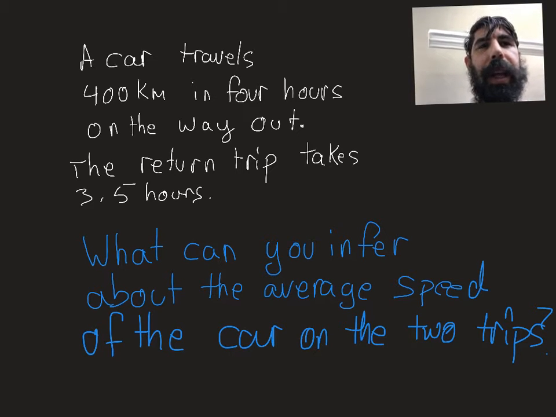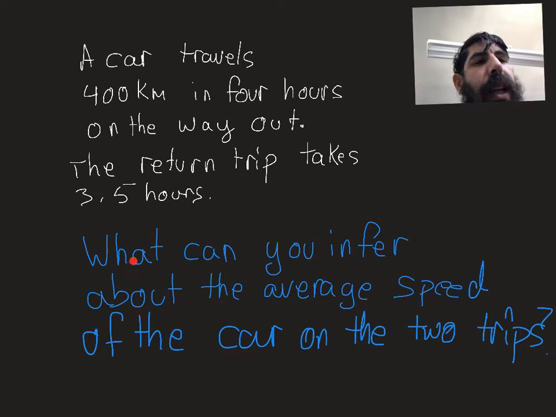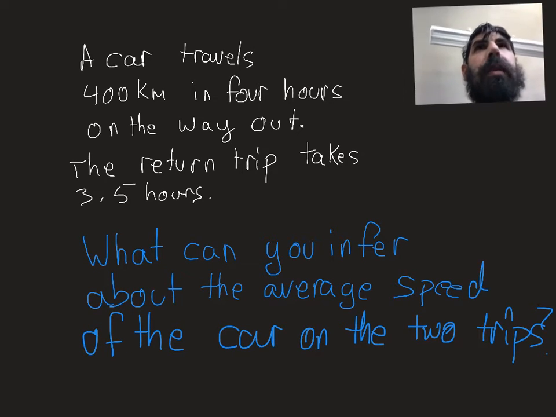Here's your independent work for the day. You're going to get this question on Google Classroom. A car travels 400 kilometers in 4 hours on the way out on a trip. The return trip takes 3.5 hours. So what can you infer? What can you tell about the average speed of the car on those 2 trips? Remember, average speed is how long it takes overall to make the trip. What can you tell about the overall speed of the car on the way out compared to the way back? You'll write your answer in Google Classroom.